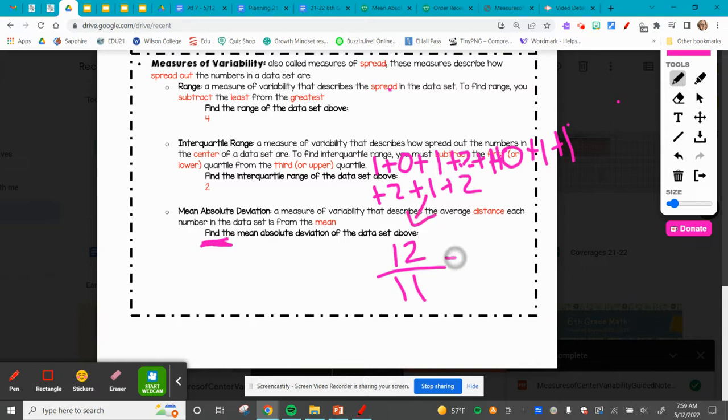I have 11 pieces of data. So to find the mean absolute deviation, I do 12 divided by 11, and that gives me 1 and 9 hundredths, but the 09 is repeating. So it's 1.09 repeating. That's what that line over it is. That means that my data only varies by a little over 1, which means my data is pretty concentrated.